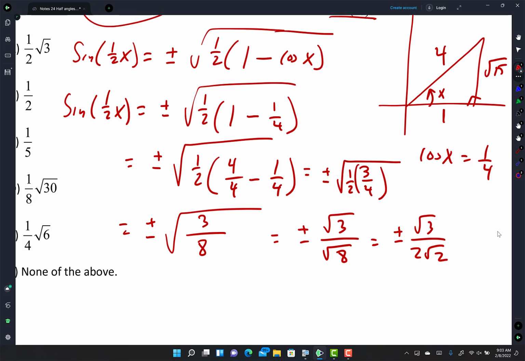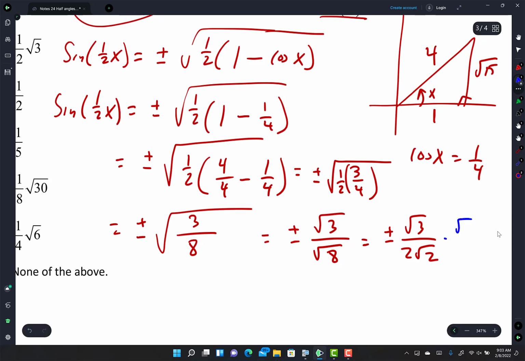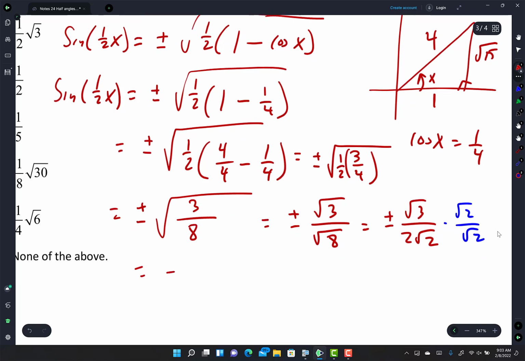What did I do to that square root of 2 there? Yeah, multiply by square root of 2 over square root of 2. So finally, plus minus square root of 6 over square root of 2 times square root of 2 is 2, and 2 times 2 is 4.